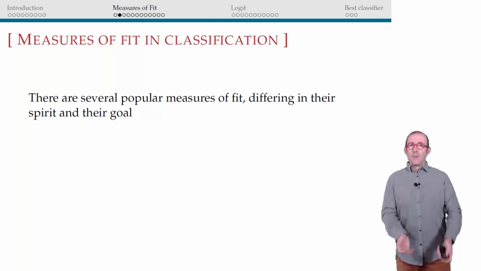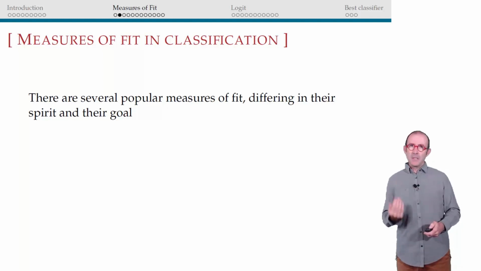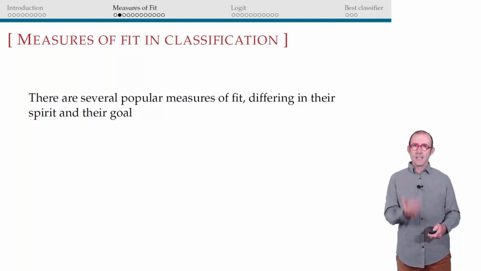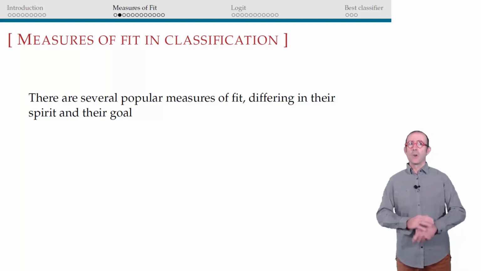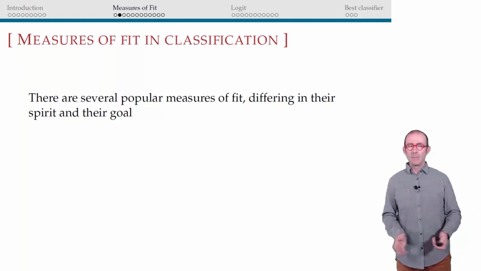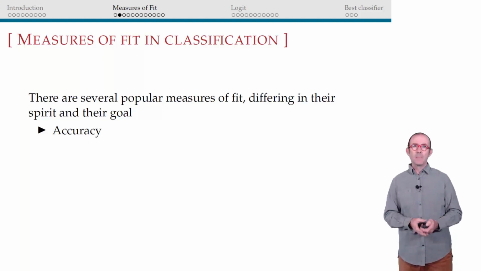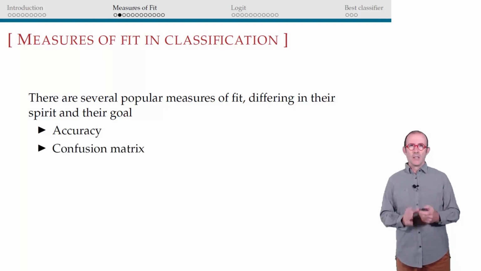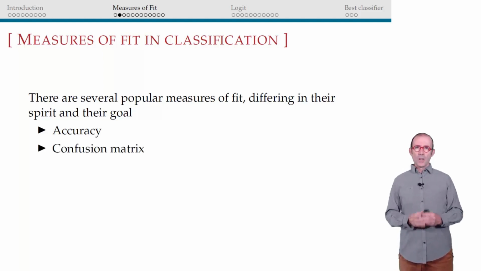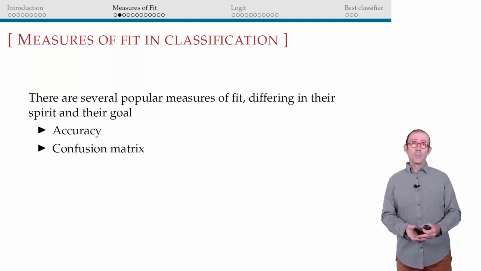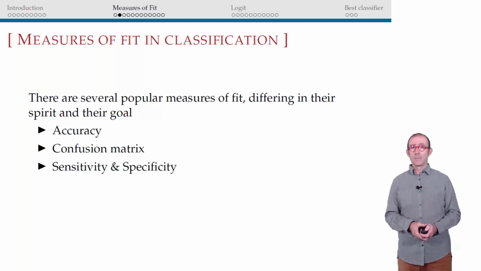In fact, there are a lot of them differing in their spirit, in their computation, and in their goal. We're going to see the most important ones here, but of course there are many and all depend on the problem you're facing. The first one will be accuracy. How accurate is my classification? There is an important notion also that is based on the confusion matrix that we will see in a minute.